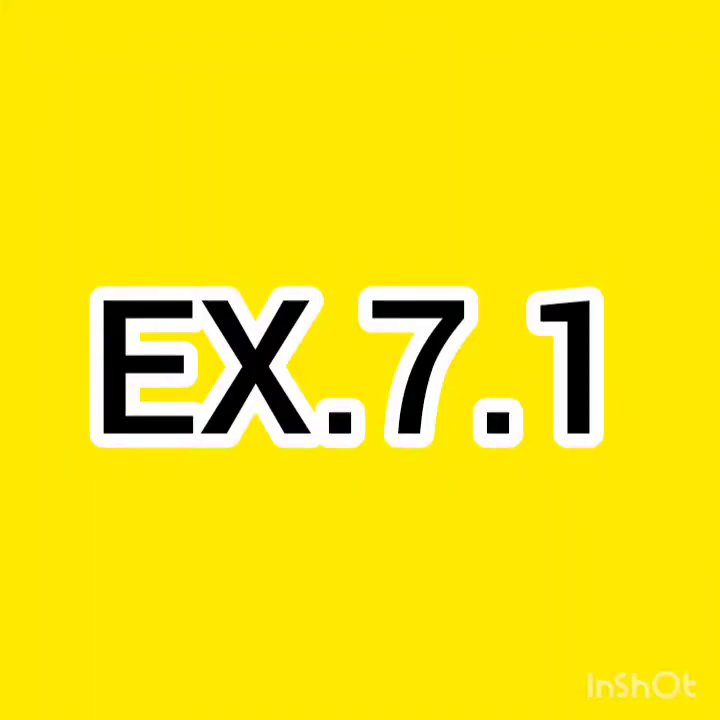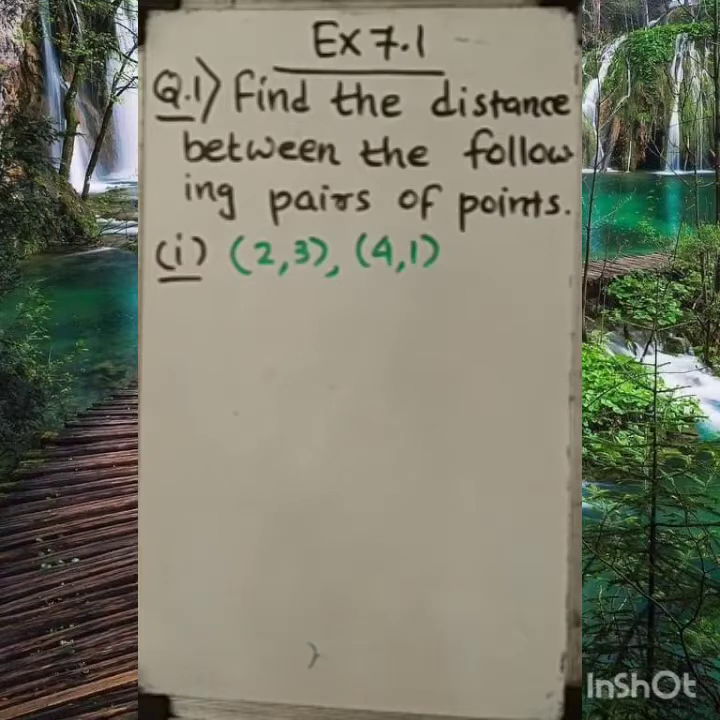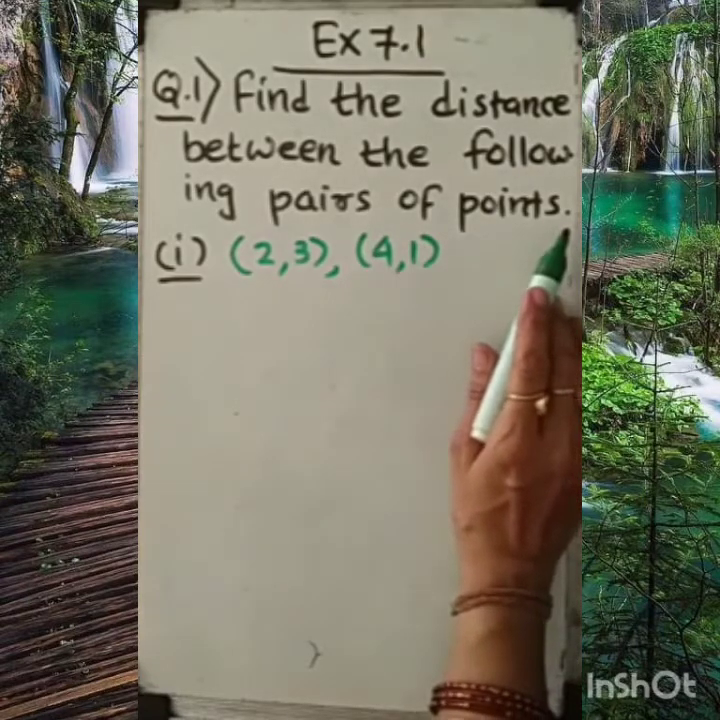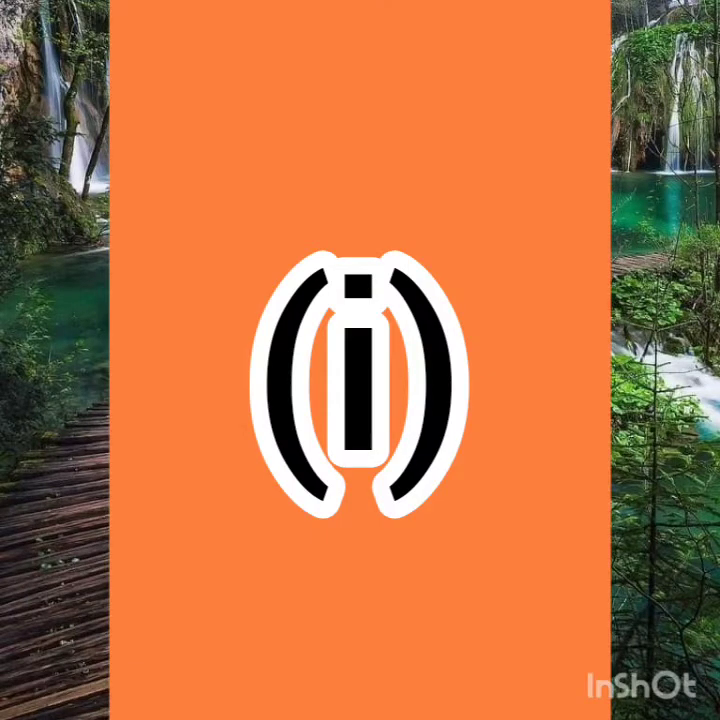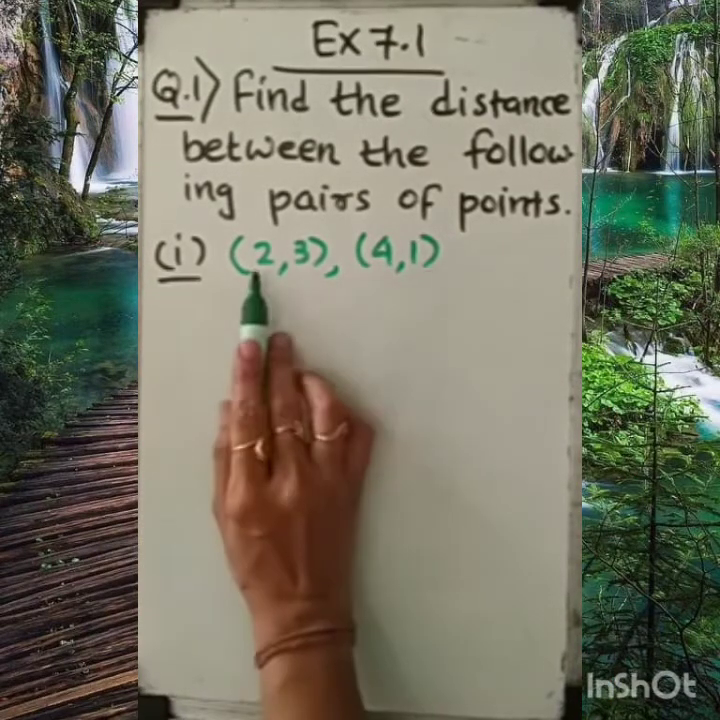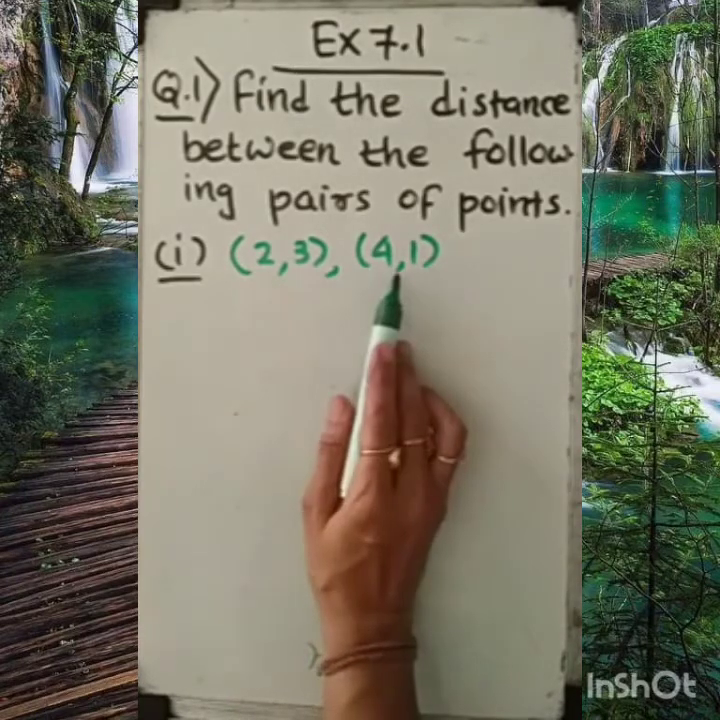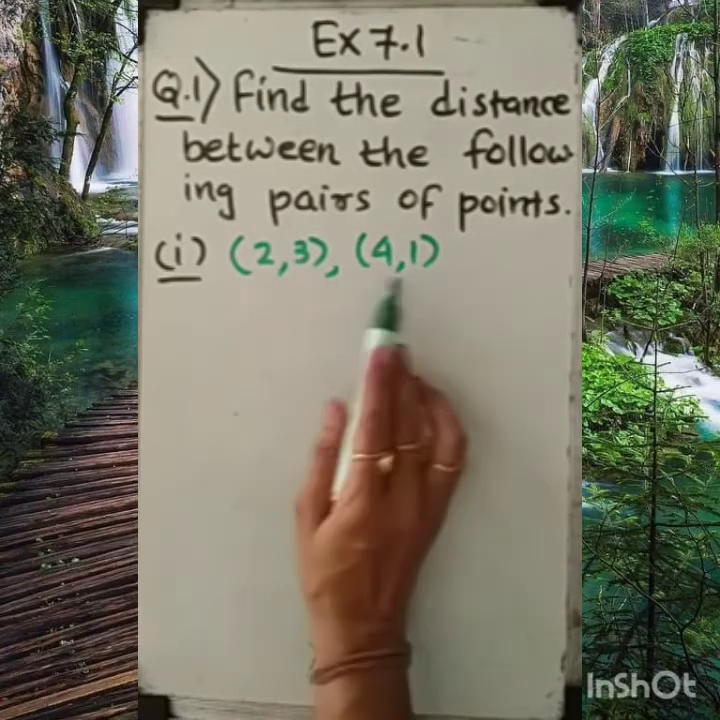So, my dear student, here exercise 7.1 is question number 1. Find the distance between the following pairs of points. Here first one we are given (2, 3) and (4, 1). According to the sign, these coordinates are both positive. You can see better, so they must lie in the first quadrant.